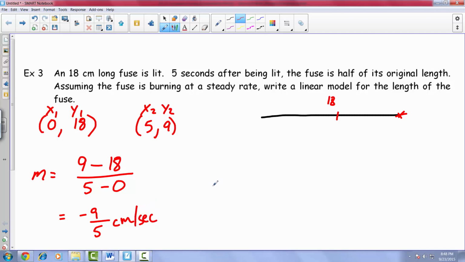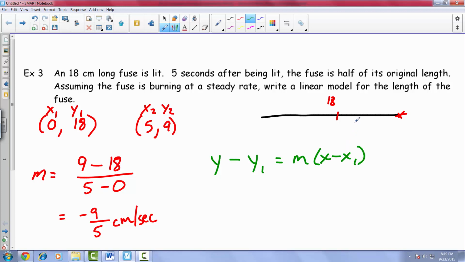Now we can go ahead and construct the equation of the line. It doesn't really matter which point we choose. Typically we go with a point that has a 0 in it, so we'll go ahead and choose this one. So using point slope, we have y minus y1 is equal to m times x minus x1.